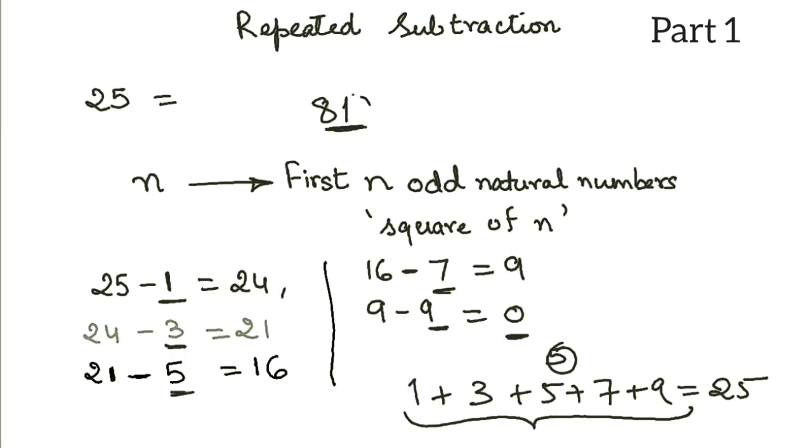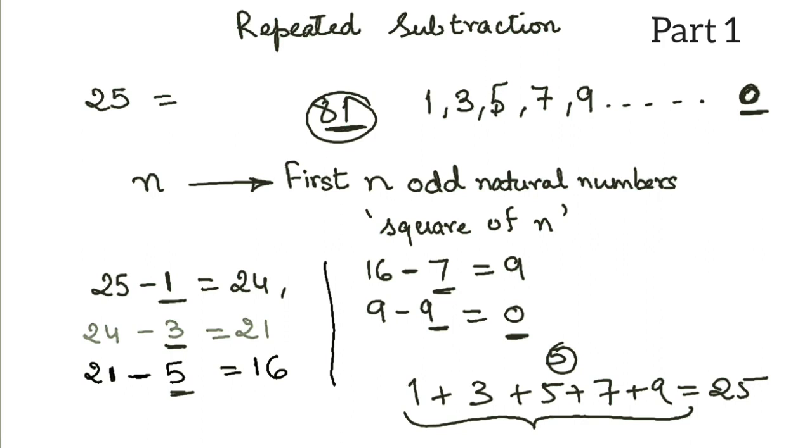Now suppose that for a number, you want to find the square root using the same repeated subtraction. What we need to do is first subtract 1, then subtract 3 from the result, then 5, then 7, 9, and you keep on doing this until you get the final result of the subtraction as 0. This is a very important thing to note down. And after you get 0, just count the number of steps, or the number of odd natural numbers you have used to subtract.